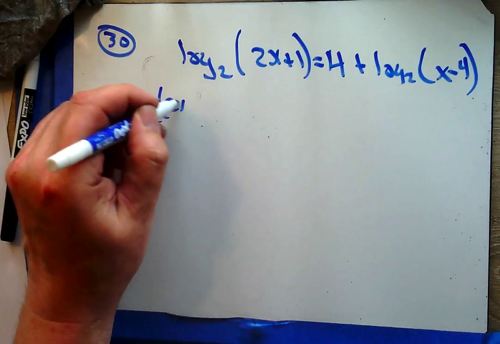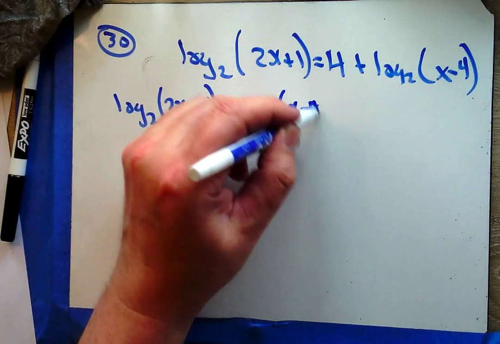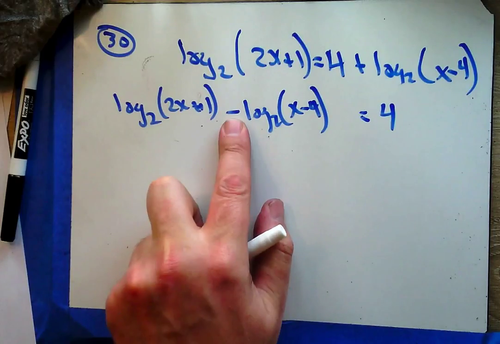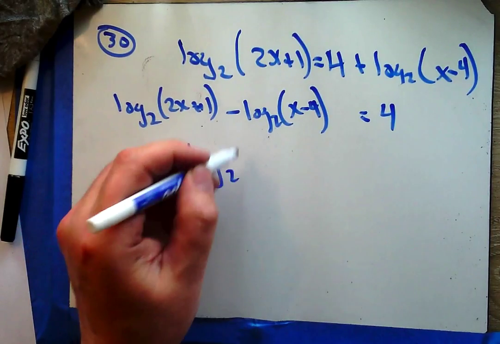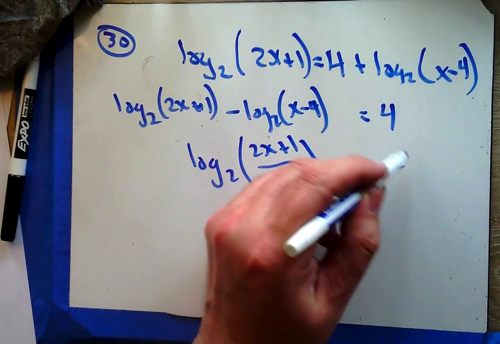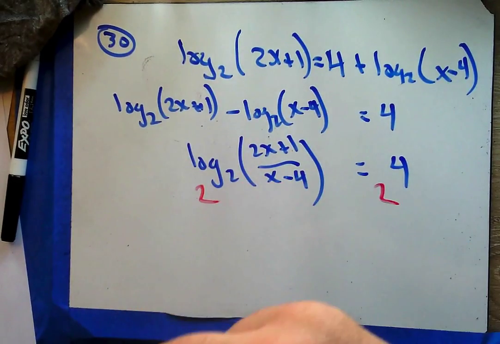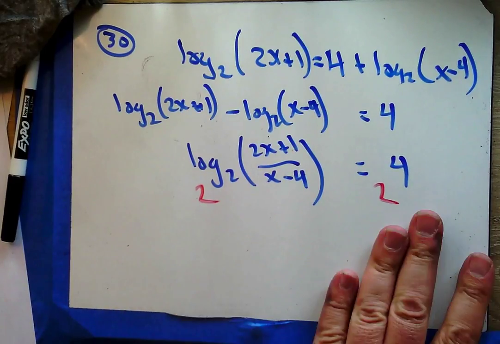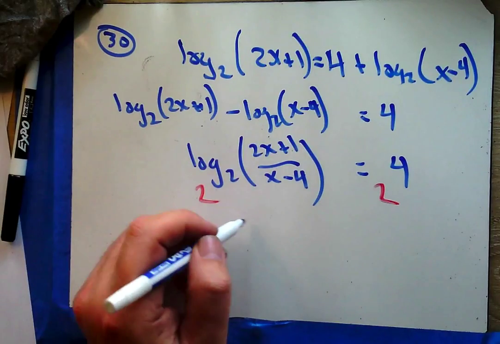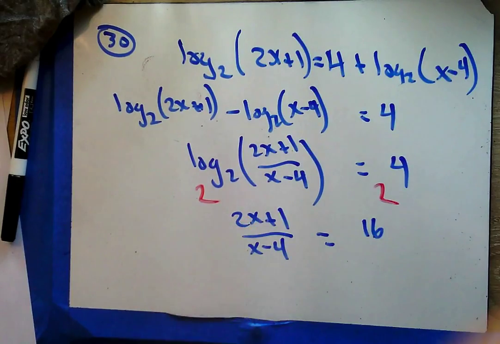So log base 2 of 2x plus 1 minus log base 2 of x minus 4 equals 4. So I've moved the logs over, and then I see two logs joined with subtraction. So my quotient property for logs says I can rewrite this way. And it's only at this point that I can exponentiate. Okay? Exponentiate the whole side of the equation. So I've got to condense down into one object. Okay, so I'm going to have 2x plus 1 over x minus 4 equals 2 to the 4th, or 16.